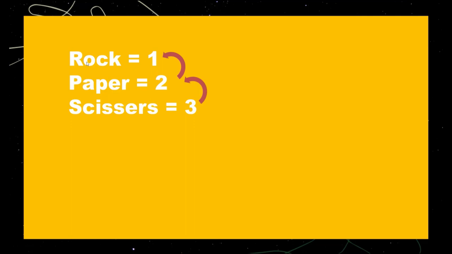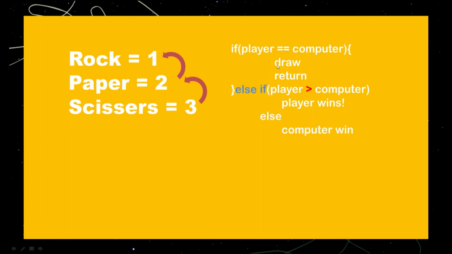So scissors can kill paper, paper can kill rock. In coding, we're gonna say after the player and computer have chosen their values, just compare the selected values and the bigger number wins. And of course, we're gonna check if they are equal first. So if both selected rock, it's gonna be a draw and we're gonna get out of the method, or we can restart the game or anything else you want.